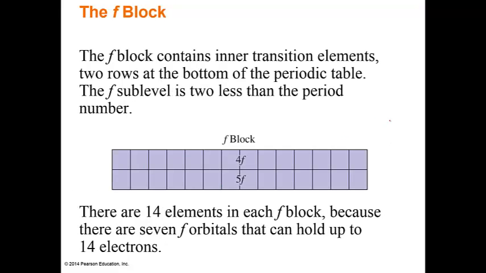The F block contains inner transition elements, 2 rows at the bottom of the periodic table. This is where we'd find our friend uranium that we talk so much about. The F sublevel is 2 less than the period number. So whatever the period number is, we just subtract 2, and voila, there's your level. So a 5 would have a period number of 7, okay? So that would give us a 5 as far as the sublevel. There are 14 elements in each block. There are 7 F orbitals that can hold up to 14 electrons. All right, that makes sense, okay? So this is where our SPDF all comes into play when we're talking about our orbitals.